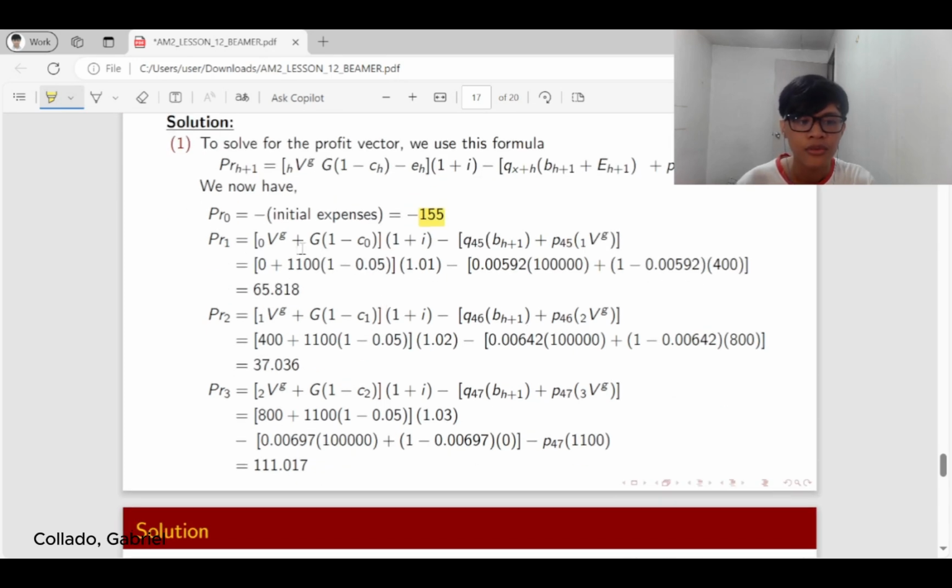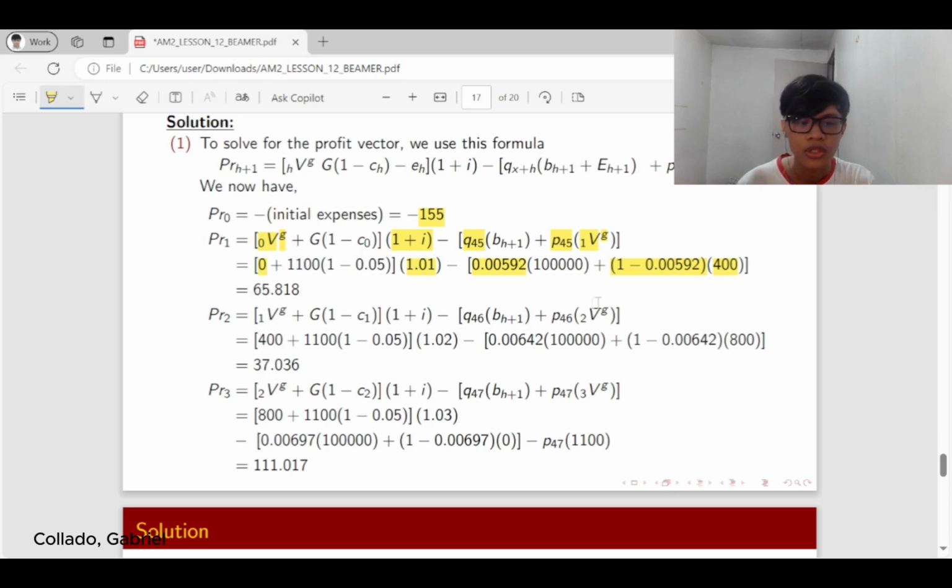And at time 1, we have the benefit at time 0, which is 0. Here we have the gross premium, we'll just use that value. Here we have 0.05 as our commission, and then here we have 0.01 as our interest rate. Then we have Q sub 45, and then we have P sub 45, we take the complement of Q sub 45 there. And then we have our benefit reserve at time 1. That's how we calculate the profit. And then we have here the answer.